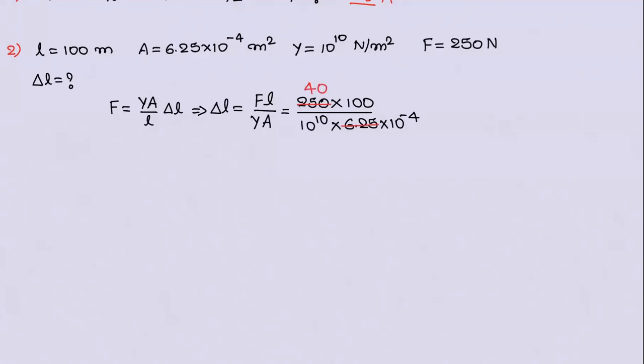And then after this, 10 power 10 and 10 power minus 4. 10 power minus 4 in the denominator will be 10 power 6 in the numerator, so it will be 10 power minus 6, and 3 zeros are there. So it will be 4 into 10 power minus 3 meters. After this, it depends on what answer they gave. Okay, you check it. It is 10 power minus 3. Delta L, check it.